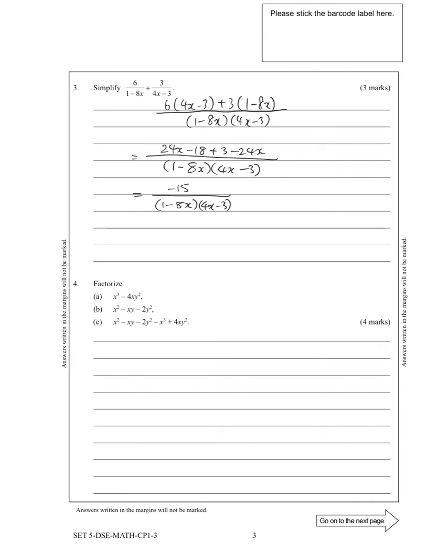Then for number 4, for part A, always realize what is common inside the terms first. So we can see that there's an x that's common, so taking that out leaves x squared minus 4y squared, and that's a difference of squares. So x plus 2y, x minus 2y.